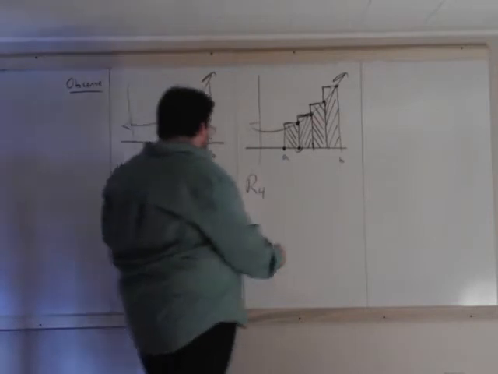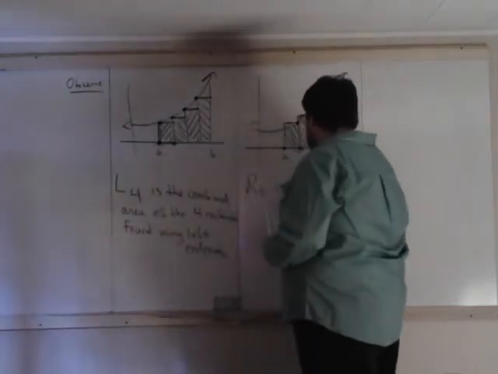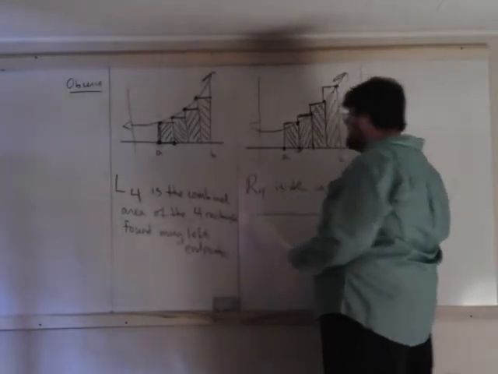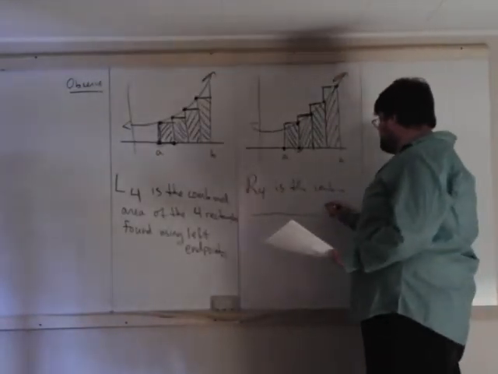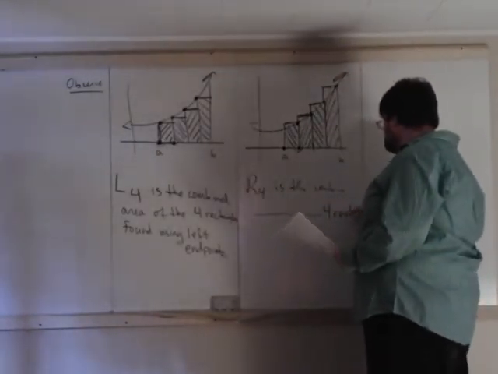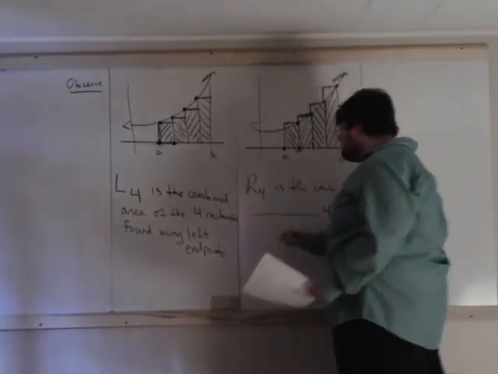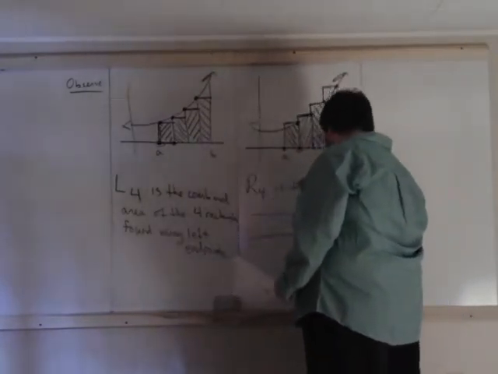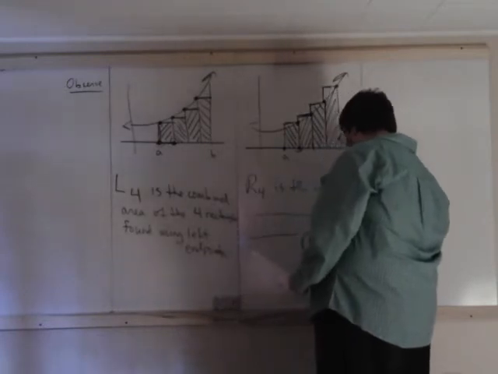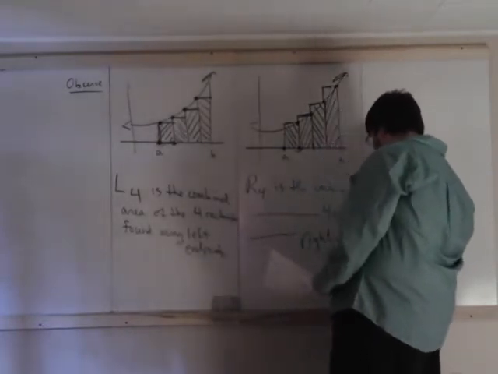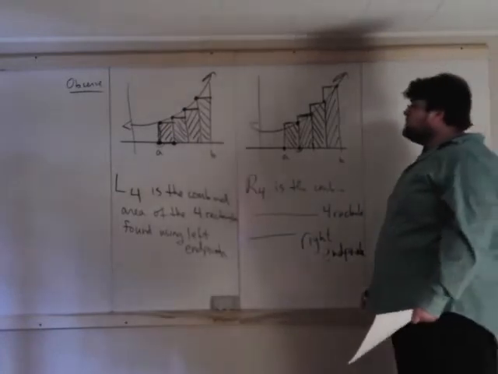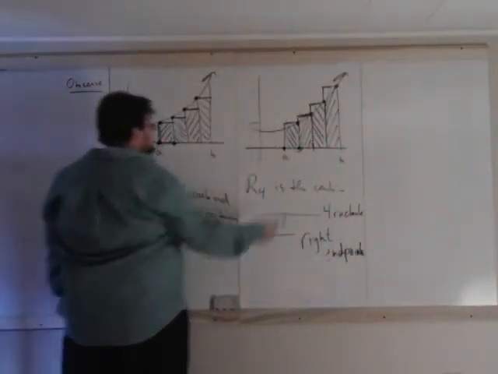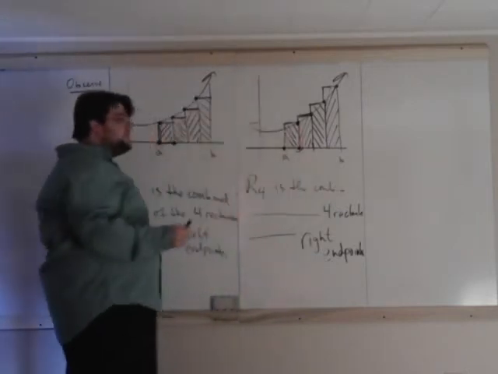And similarly, R4 is the combined area, I'm just going to write a line to mean the same sentence, of the 4 rectangles found using right endpoints. So for the first rectangle, we used the left endpoint to define the top. For the second one, we used the right endpoint to define the top.